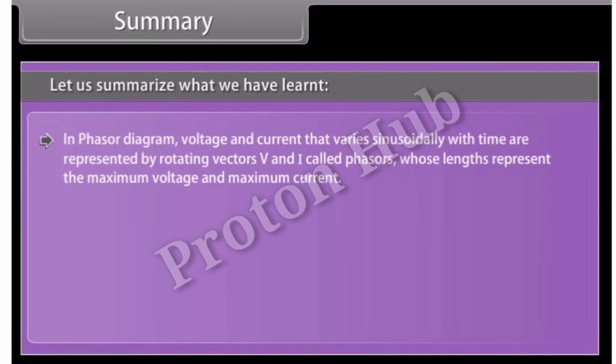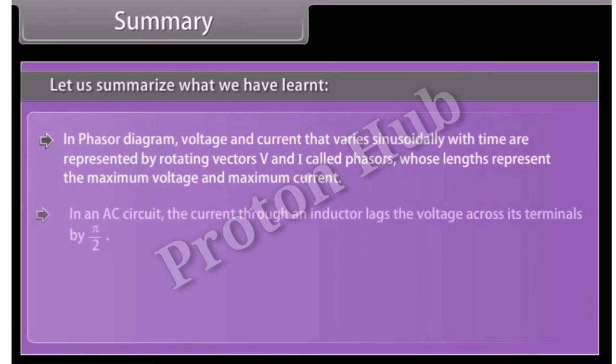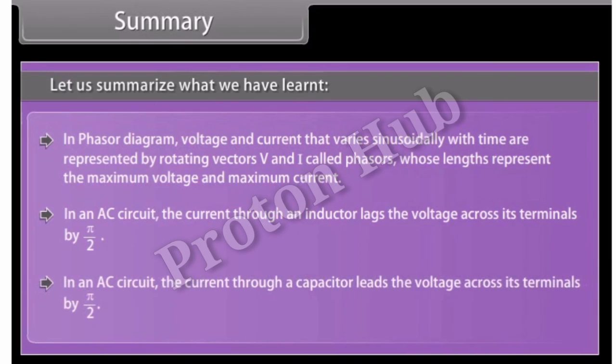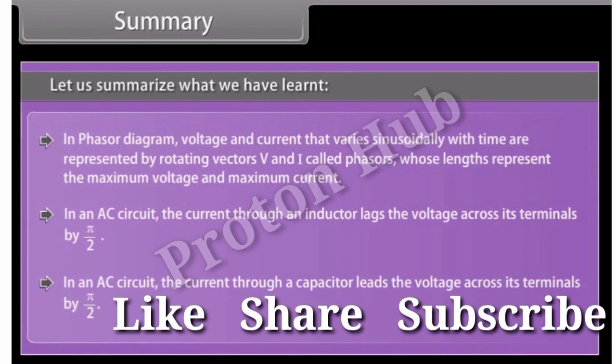In a phasor diagram, voltage and current that vary sinusoidally with time are represented by rotating vectors V and I called phasors, whose lengths represent the maximum voltage and maximum current. In an AC circuit, the current through an inductor lags the voltage across its terminals by pi/2. In an AC circuit, the current through a capacitor leads the voltage across its terminals by pi/2.